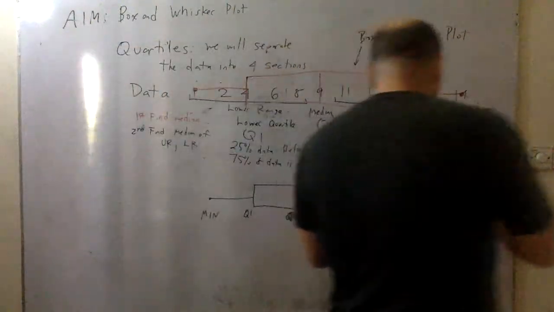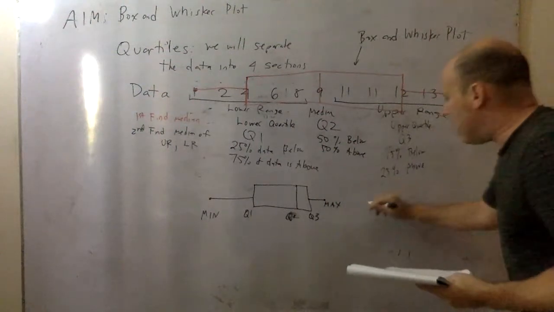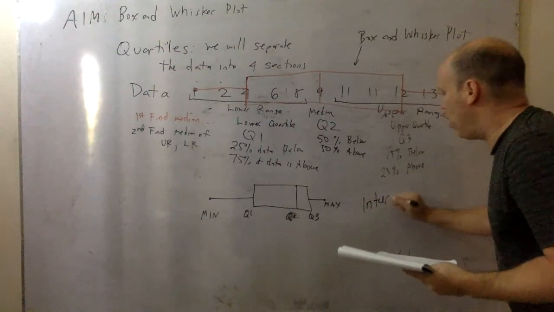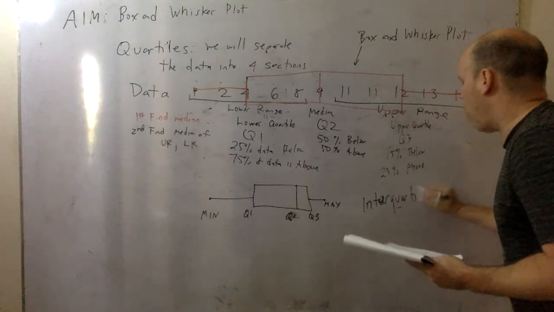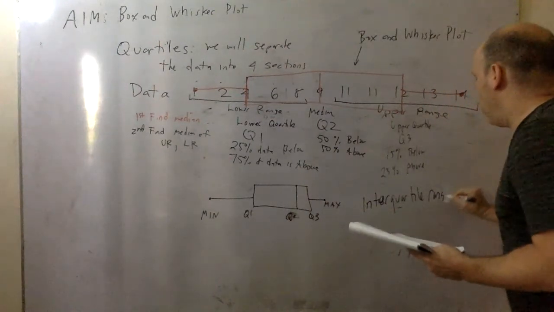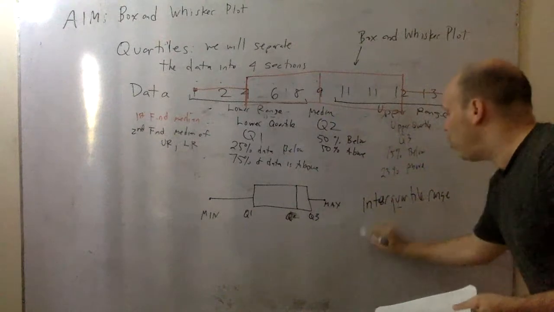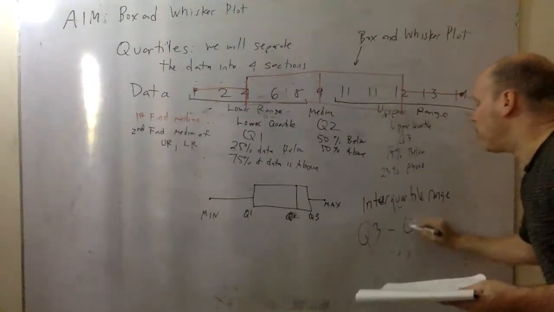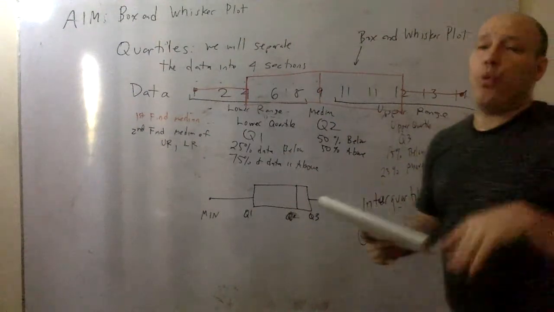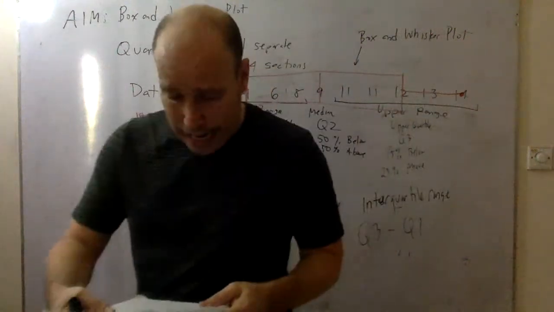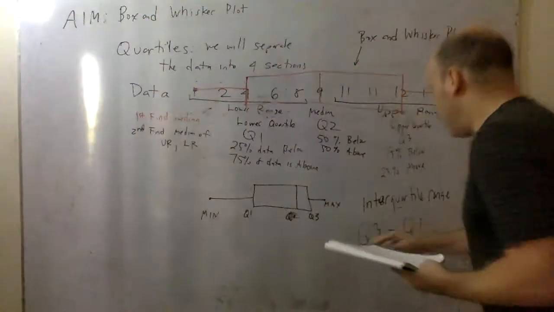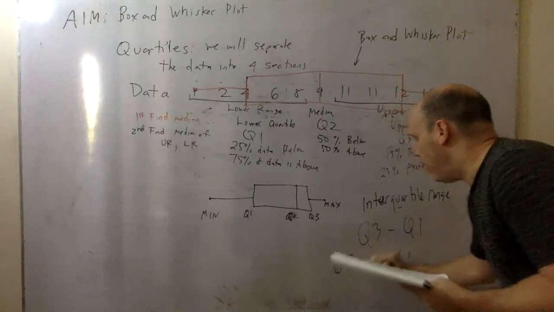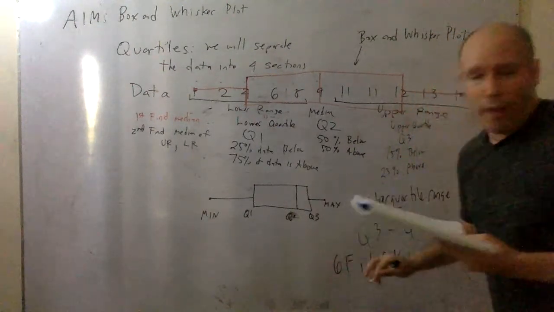The last thing is something called the interquartile range, and that is simply Q3 minus Q1. And so in this unit, we're interested in just the spread of the data. The exercises in the book, 7F and 7G1, you can work on that.